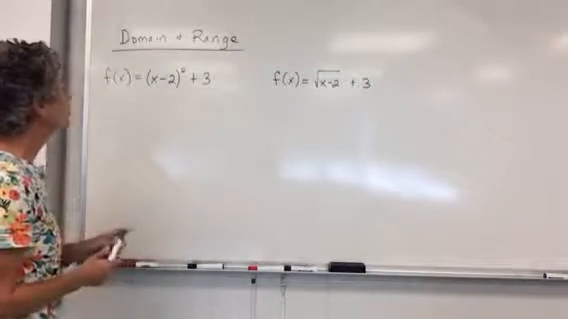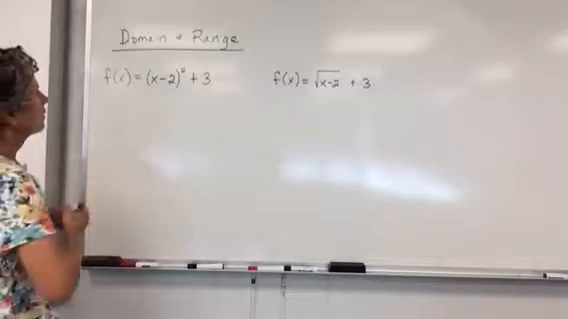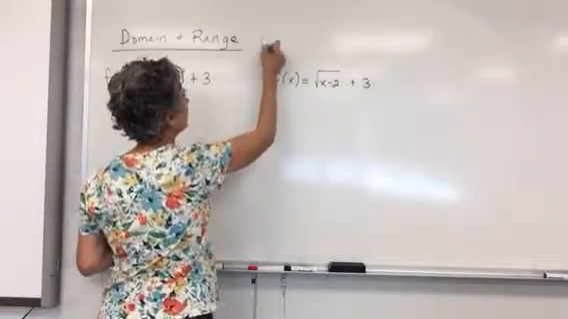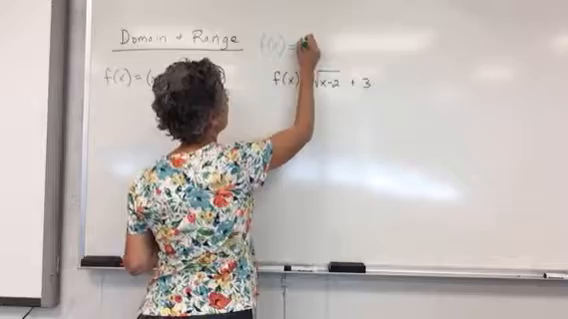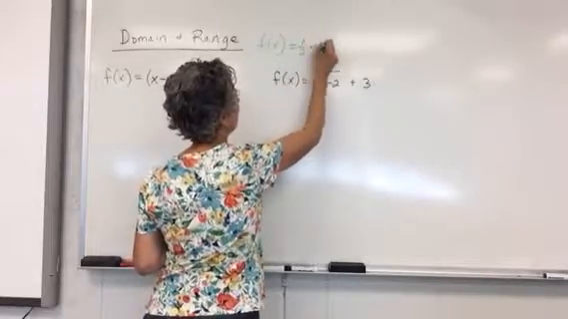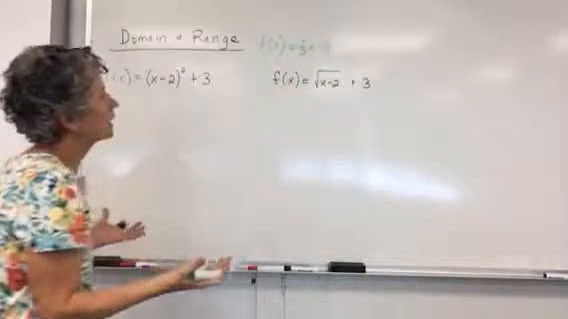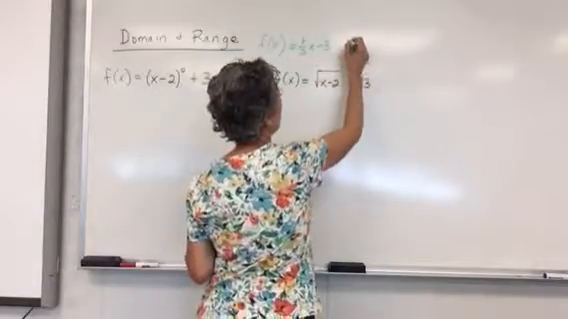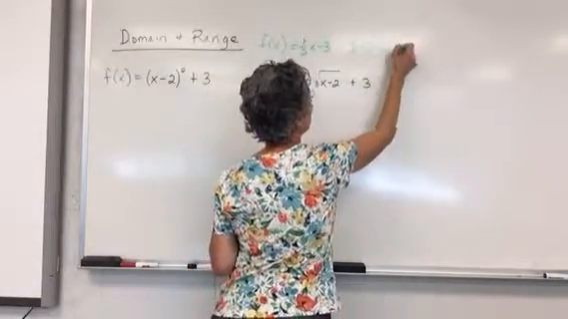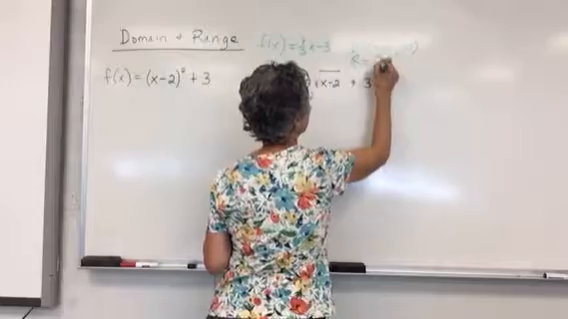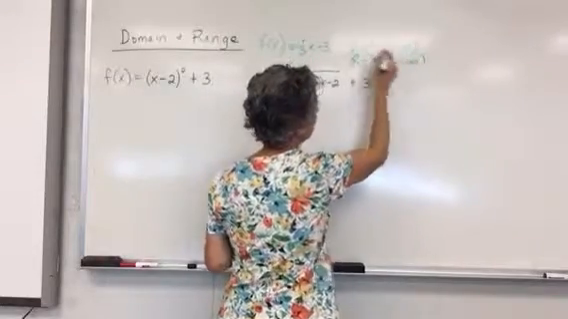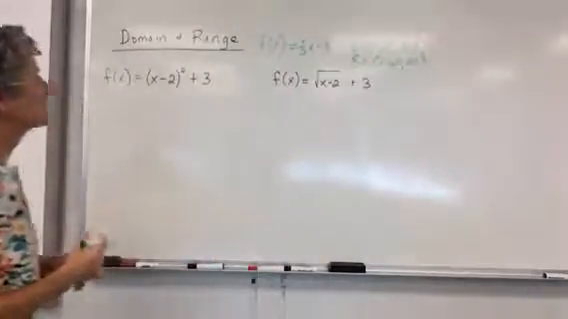Okay, domain and range. So when you're doing them, something like, say, f of x equals half x minus 3, you know that's a line. And so the domain and the range would both be all real numbers. You can write it in interval notation like that. You can just say it's all real numbers.